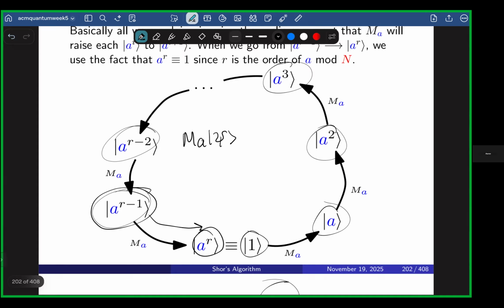So does that make sense? So A is not equal to 1, but a to the r is equivalent to 1, because everything in the ket is mod n, like we said. Questions on that? And if you're interested in the actual proof, then the slides are available.